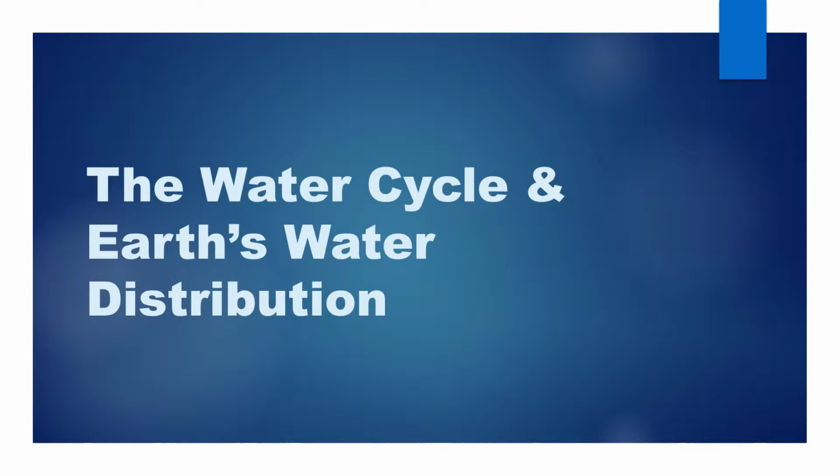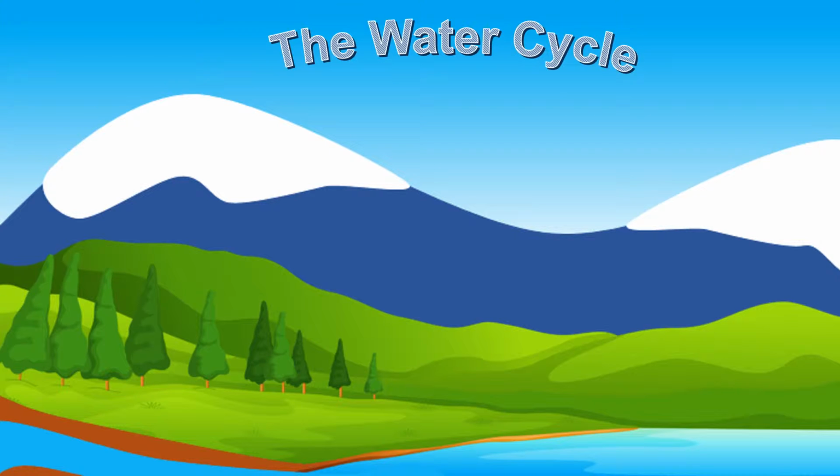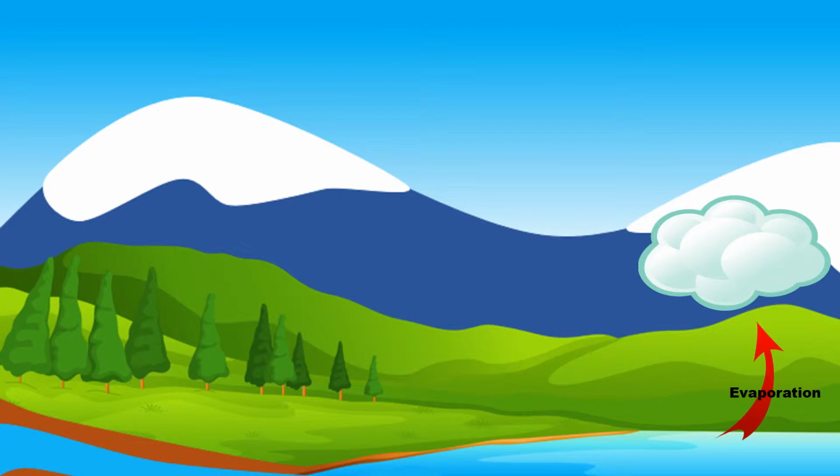Today, I'm going to talk about the Earth's water cycle and Earth's water distribution. Let's start with the water cycle. The water cycle is the cycle of water as it evaporates, condenses, rains down as precipitation, and so on. The water cycle starts with evaporation.